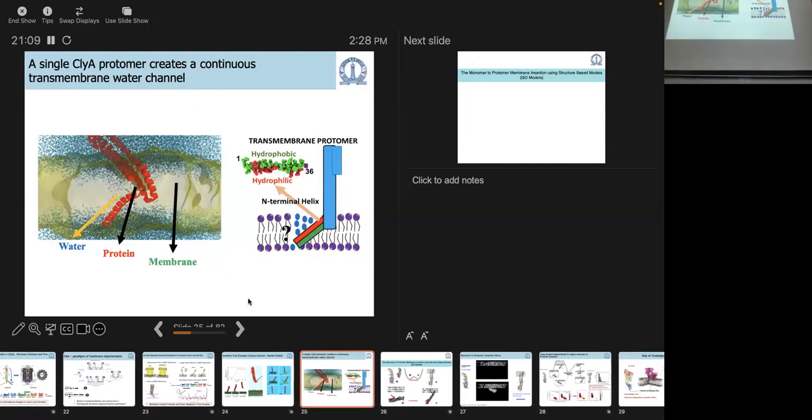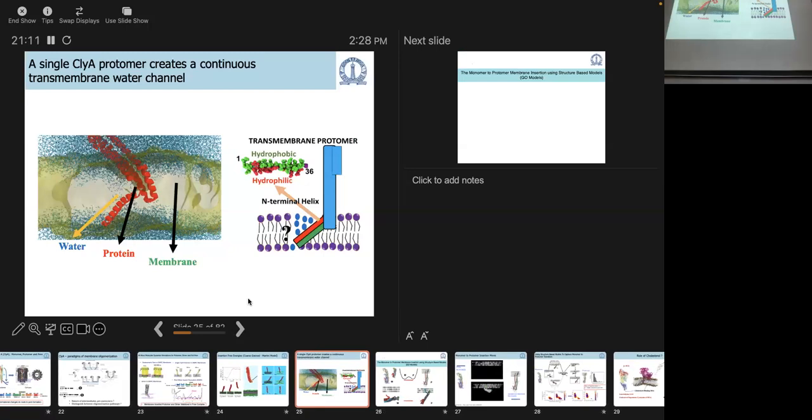So this is just to summarize this. I'm starting with a single protomer. We'll build the story up to the oligomeric states. But in the presence of a single protomer, this is an MD snapshot. Ignore the coloring, just focus on the blue, which is the water. We find that you can form a full water channel.